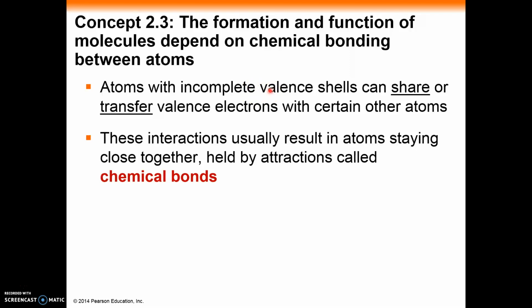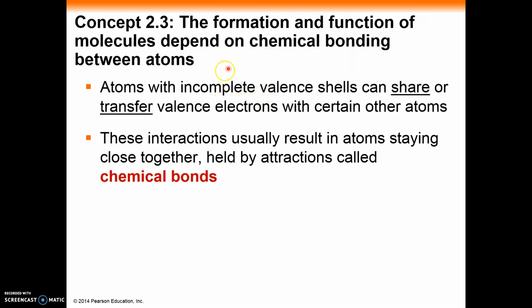And having that full shell being stable is why that whole row of elements, called the noble elements, which have a complete outer valence shell, is chemically inert. They can't react with anything because they are as stable as they can possibly be.